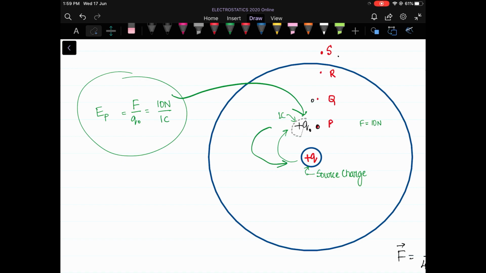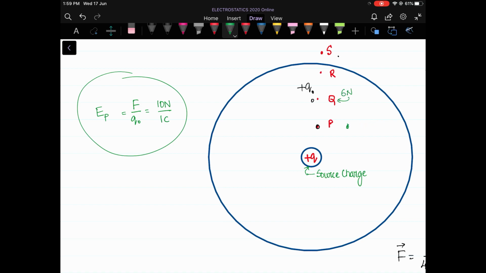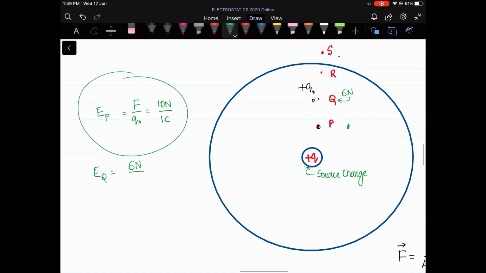Now if I take the test charge from point P to point Q, you will notice that this point charge will not experience a force of 10 newtons, but a lesser force, let's say a value of 6 newtons. So if I now write the electric field at point Q, I must write the force experienced by the test charge, which is 6 newtons, divided by the test charge, which is 1 coulomb.